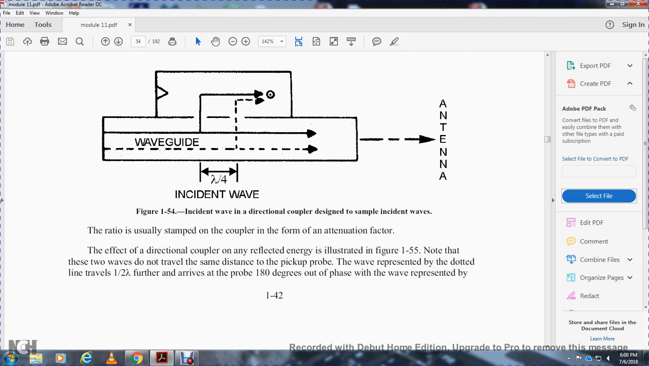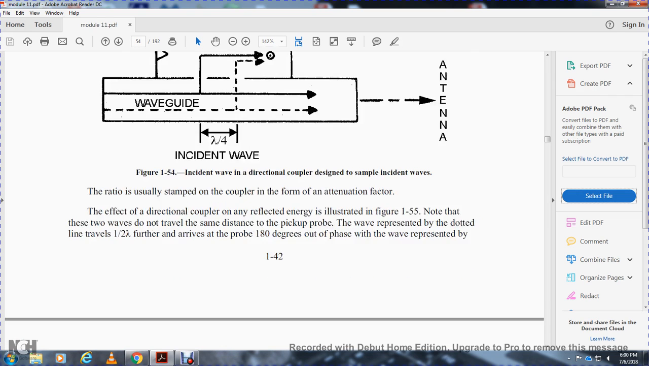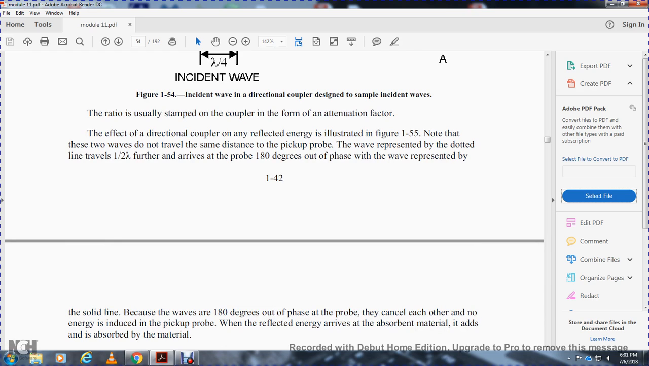Note the two waves do not travel the same distance to the pickup probe. The wave represented with the dotted line traveled one half of a wavelength further, and arrived 180 degrees out of phase with the wave represented by the solid line. Because the waves are 180 degrees out of phase at the probe, this cancels each other out.